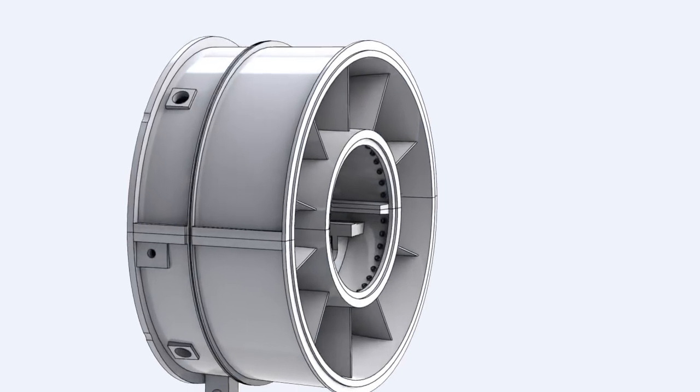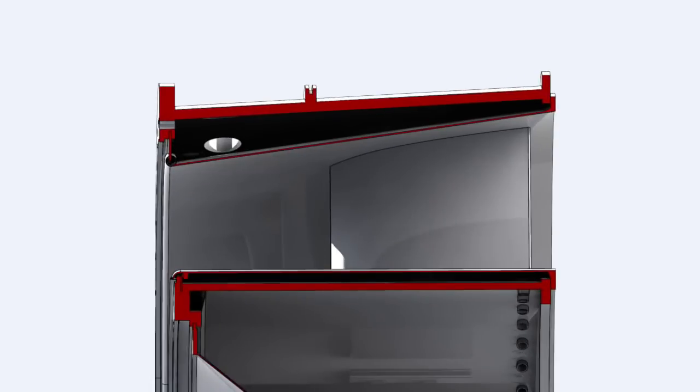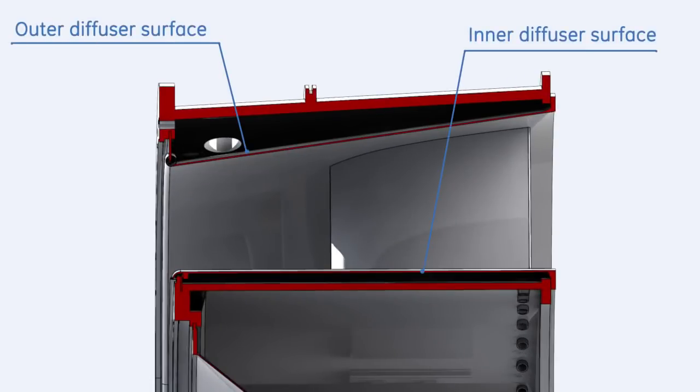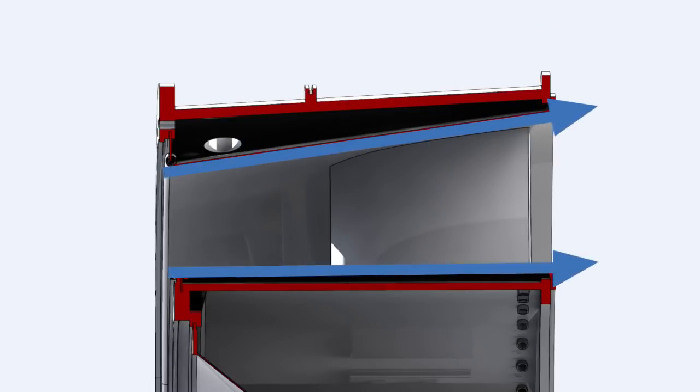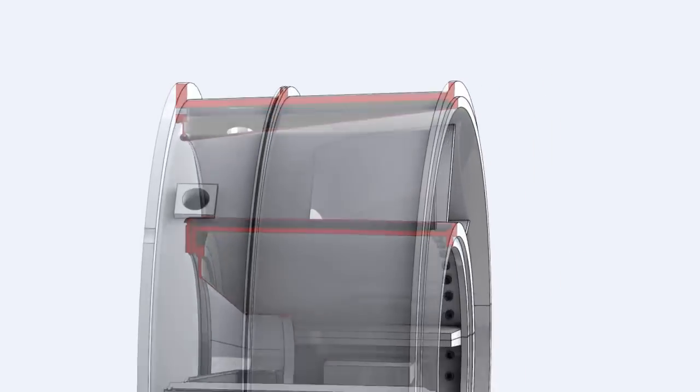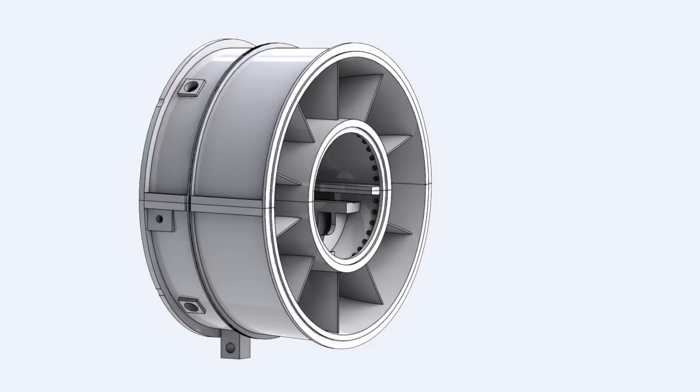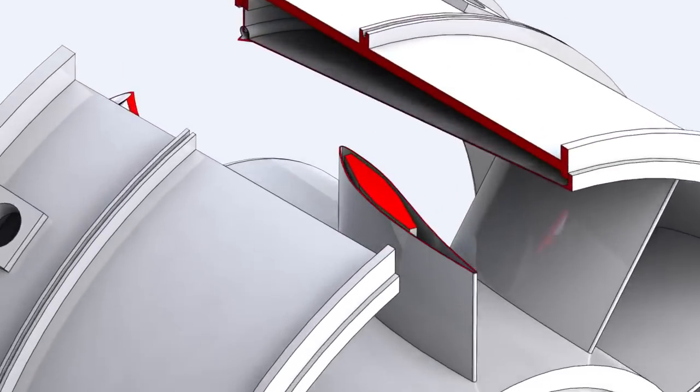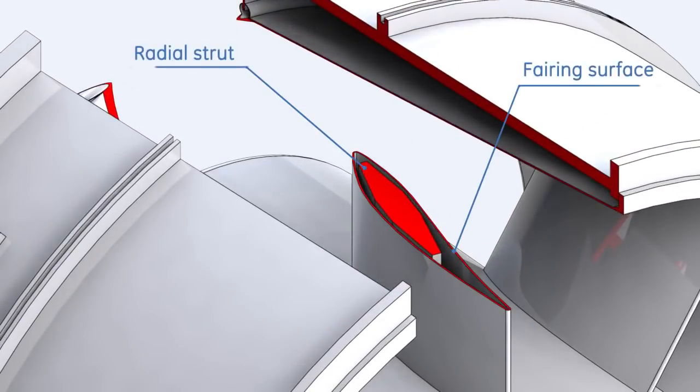The inner side of the exhaust frame parts is covered by the inner and outer diffuser. The outer diffuser surface is manufactured to provide a divergent cross-sectional area to increase the exhaust gas's pressure. The struts are covered by airfoil-shaped fairing surfaces.